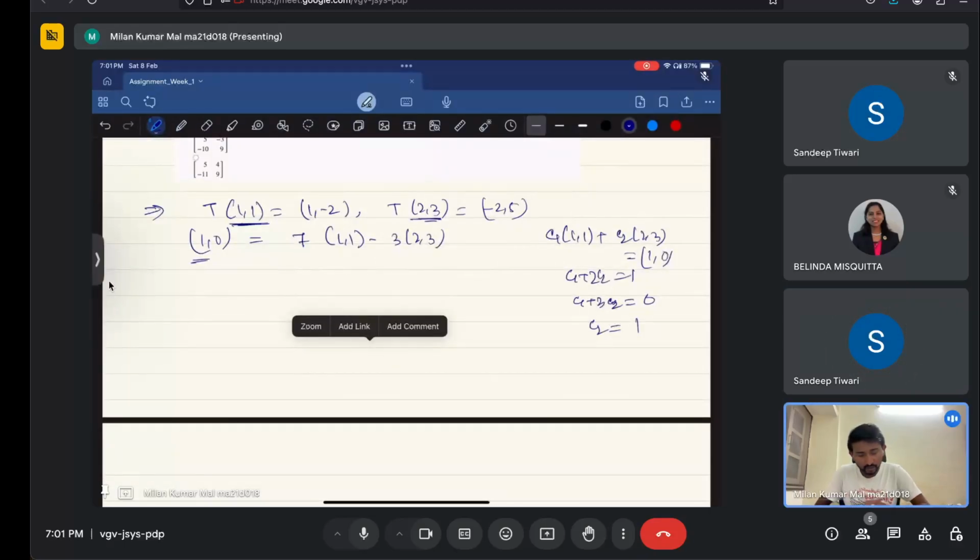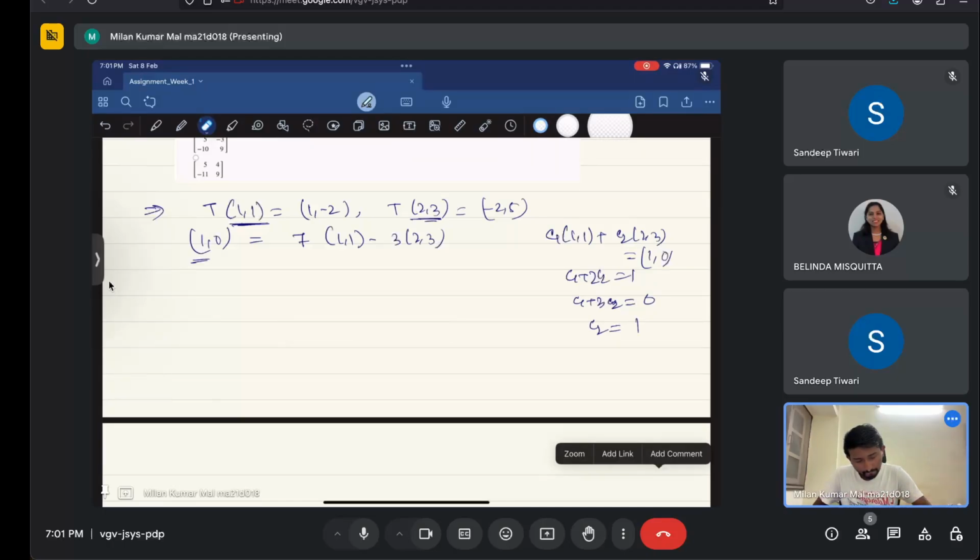I want to find (1, 0). What are the two? (1, 1), (2, 3), right? c1 plus 2 c2, that is 1. c1 plus 3 c2, that is 0. Let's subtract the second equation from the first. What I'm doing, subtract from here to here. So c2 is equal to minus 1.